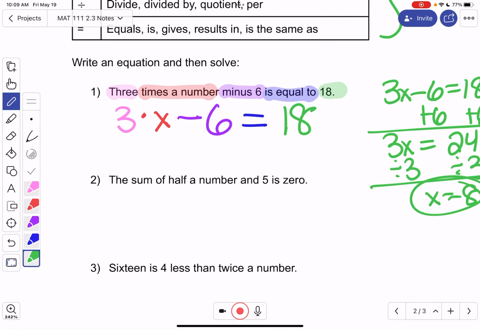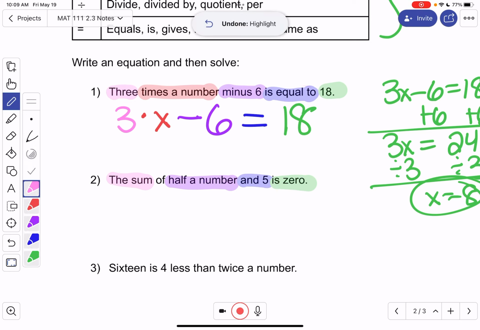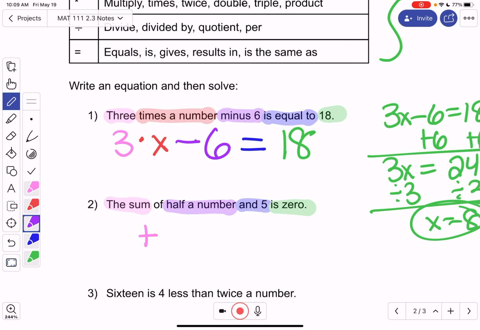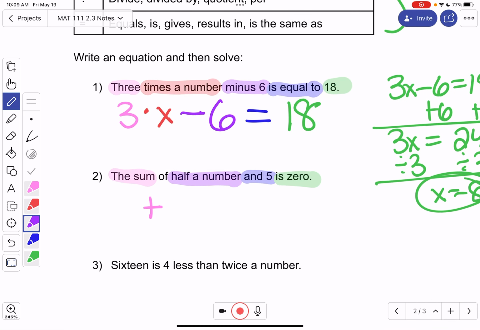Let's try another one. The sum of half a number and 5 is 0. So sum is telling us that we're adding. Half of a number, of tells us multiplying. So that's something else we could have here. If you see the word of, it's multiply. So half of a number and 5, so those are the two things we're summing, is 0.